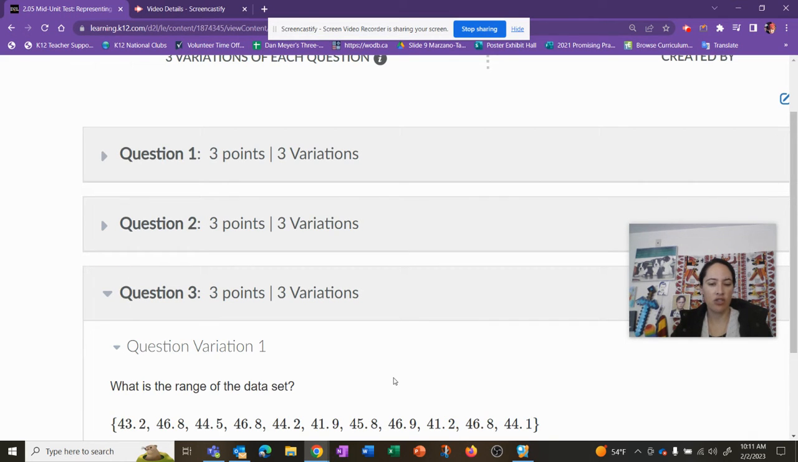What is the range? In order to find the range of the data set, you need to put it in numerical order. So find the smallest value. This might take some time. Okay, I think this is the smallest. Then find the largest value.